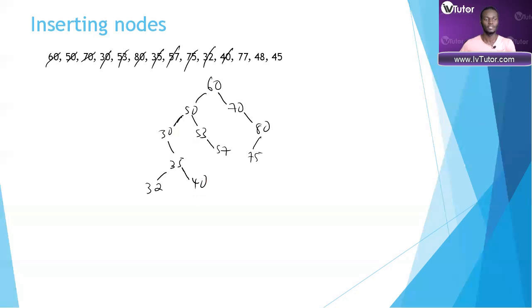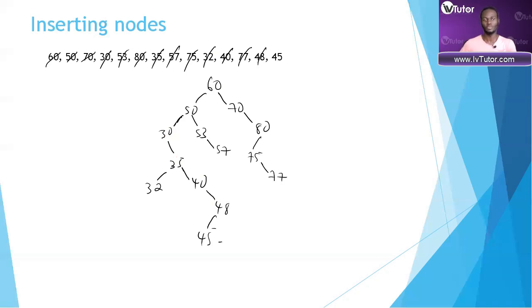Now 77, it's greater than 60, greater than 70, less than 80, greater than 75, which means it goes on the right of 75. 48 is less than 60, less than 50, greater than 30, greater than 35, greater than 40, which means it goes on the right side of 40. And then we have 45, which is less than 60, less than 50, greater than 35, greater than 40, but less than 48, which means it goes there.